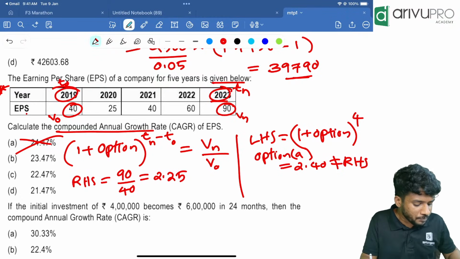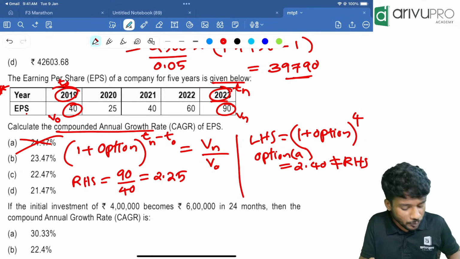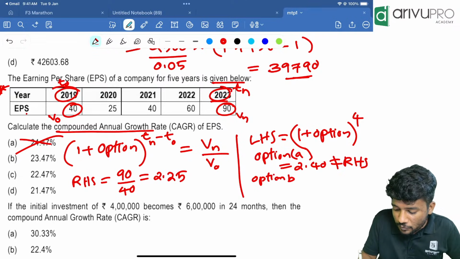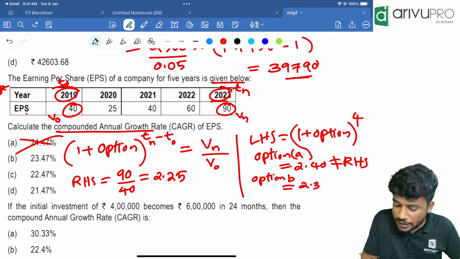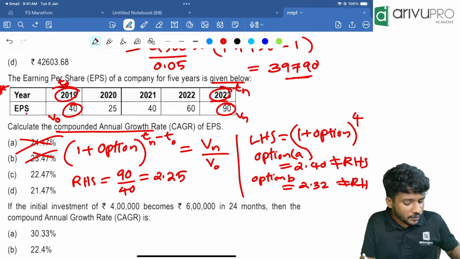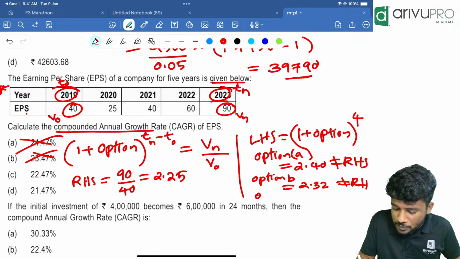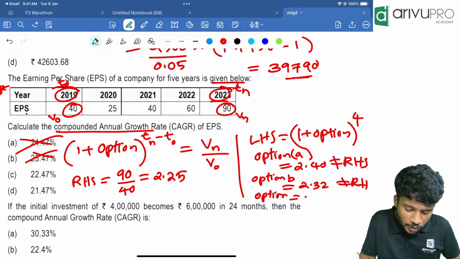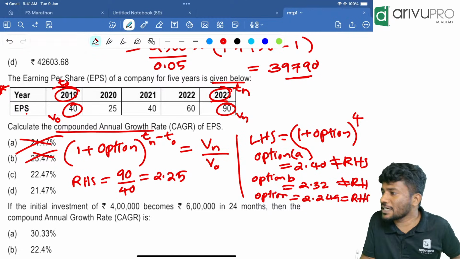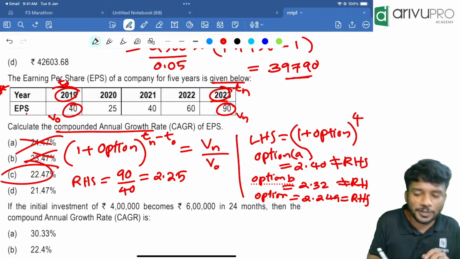Try option B. 1.2347, multiplied how many times? 3 times. 1, 2, 3. That is option B. We will get 2.32 something, which is not equal to RHS. Option B is wrong. Now try option C. 1.2247, multiplied 3 times. 1, 2, 3. You got 2.249, which is approximately equal to our RHS. So option C is your right answer.